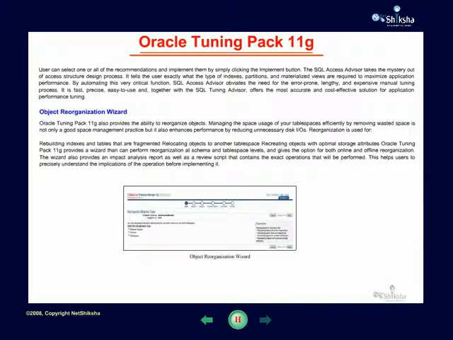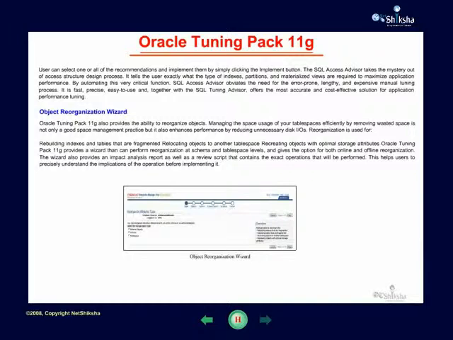Object Reorganization Wizard. Oracle Tuning Pack 11g also provides the ability to reorganize objects. Managing the space usage of your tablespaces efficiently by removing wasted space is not only a good space management practice, but it also enhances performance by reducing unnecessary disk I/Os. Reorganization is used for rebuilding indexes and tables that are fragmented, relocating objects to another tablespace, and recreating objects with optimal storage attributes.